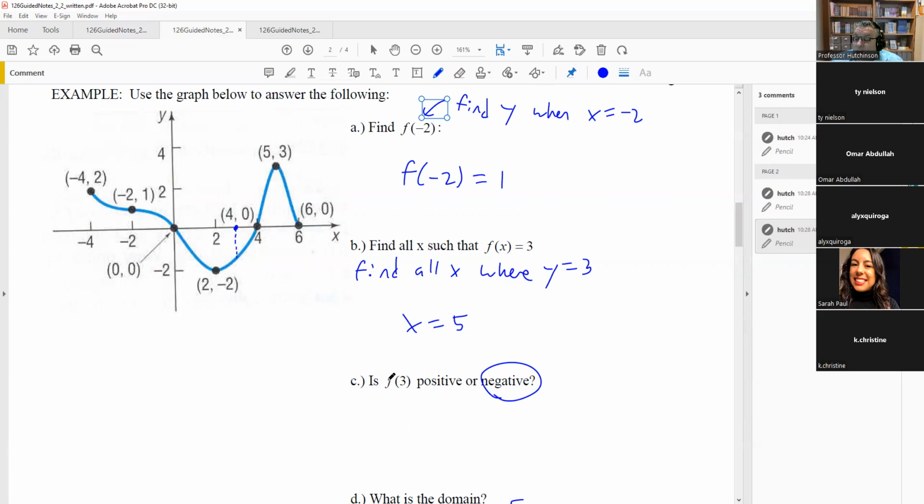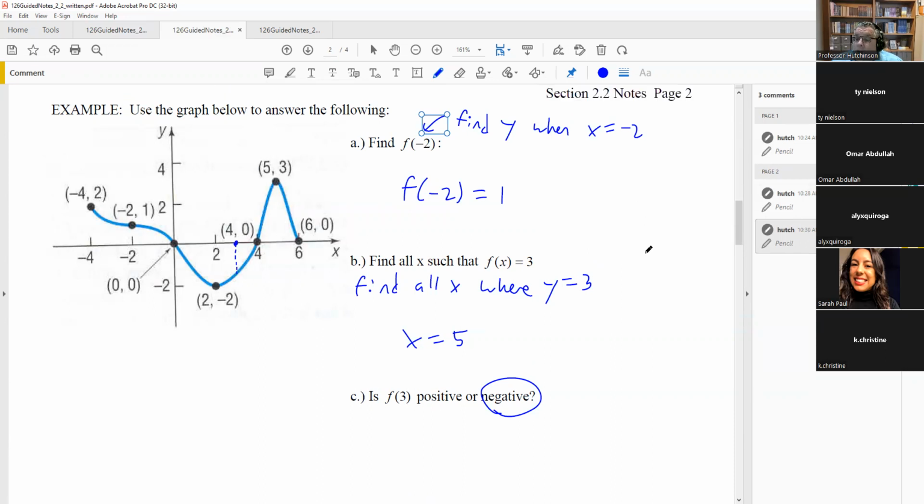So again, whenever you see this notation, you're always talking about the y value when x is 3. So it's saying, is the y value when x is equal to 3 positive or negative? Well, that y value will be negative because that's below the x-axis and ends up hitting the graph down below here. That would be your answer on that one.